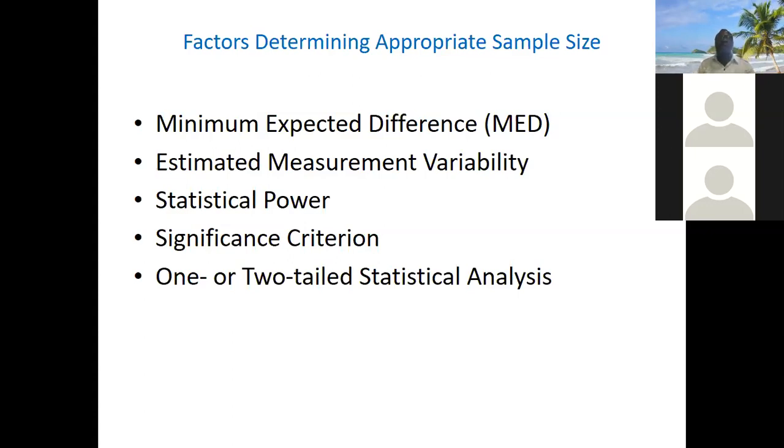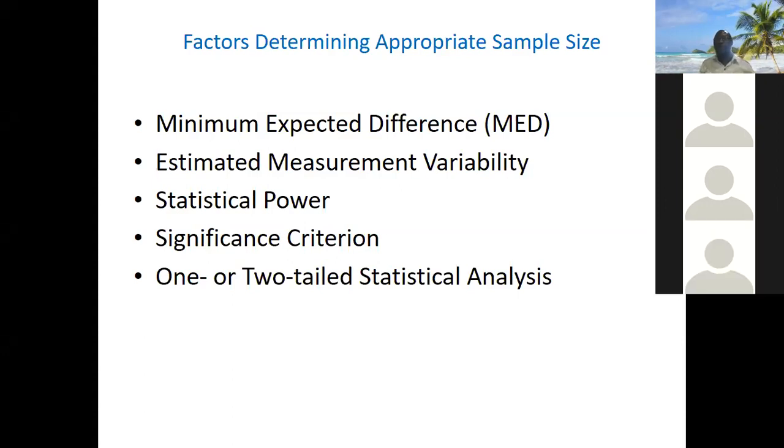There are 5 of them here. Minimum expected difference, estimated measurement variability, which I talked about, statistical power, significance criteria, that one is talking about your type 1 error rate, yes, type 1 error rate. Then whether your study is a 2-tailed or 1-tailed analysis. Those are the factors that determine what your sample will be.